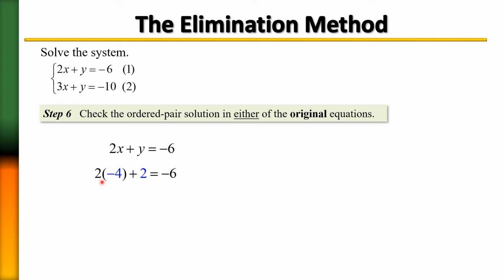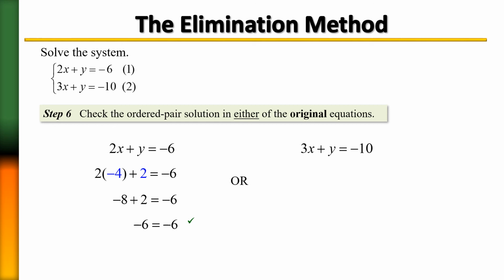So 2 times -4 is -8. -8 combined with a +2 does give me a -6, so that does check out. Both sides are the same, and that is a true statement. If you decide to plug it into the second, you will get the same answer of a true statement.